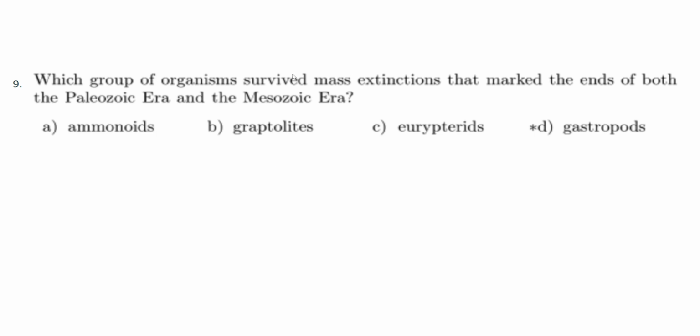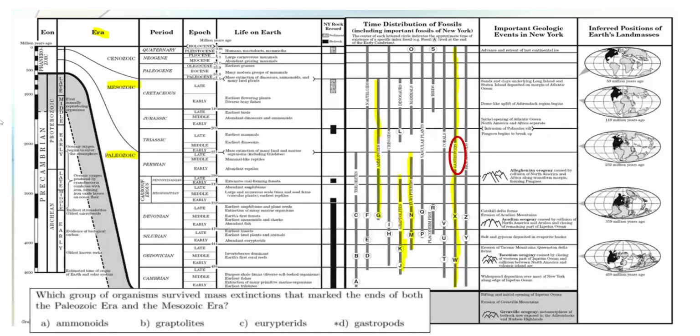Number 9, which group of organisms survived mass extinctions that marked the ends of both the Paleozoic era and the Mesozoic era? The correct answer is D, gastropods. So if I'm asked about fossils and I'm given things like eras, then I should go straight to my reference table, page 8 and 9. And if I go to page 8 and 9 and find the Paleozoic and the Mesozoic eras, and I look for all of these options, here are ammonoids, graptolites are right here, eurypterids are right here, and gastropods are right here. These are the bars for these organisms.